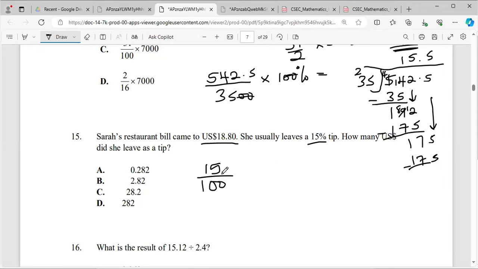So how did she get that? She divides by 100, moving 2 zeros. 1, 2. So now it gives us 0.15. And then, sir, 0.15, what you're going to do with that answer you got after converting, you're going to multiply by 18.80, which gives you 2.82, sir. Let me show them that step also.